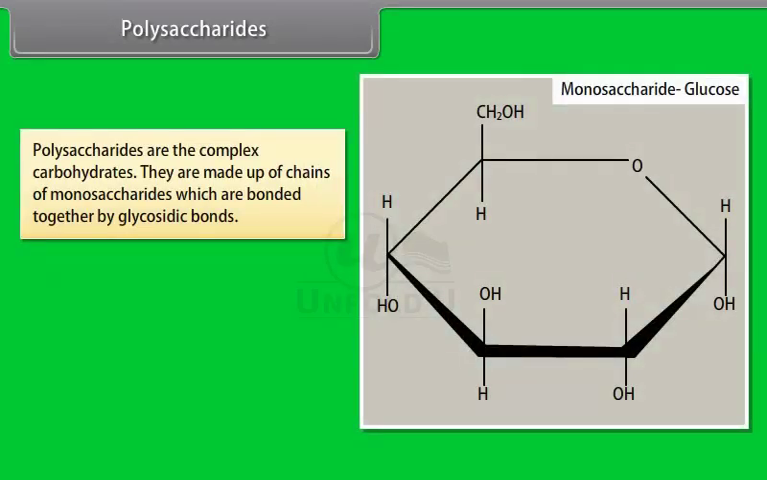Polysaccharides. Polysaccharides are the complex carbohydrates. They are made up of chains of monosaccharides which are bonded together by glycosidic bonds.